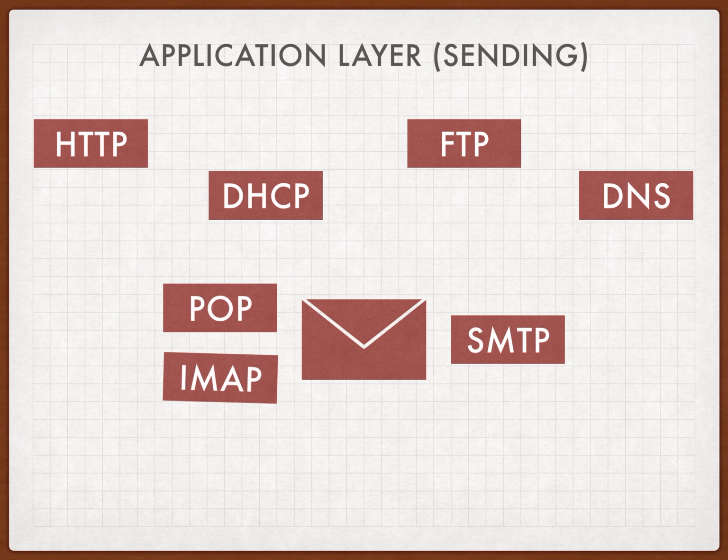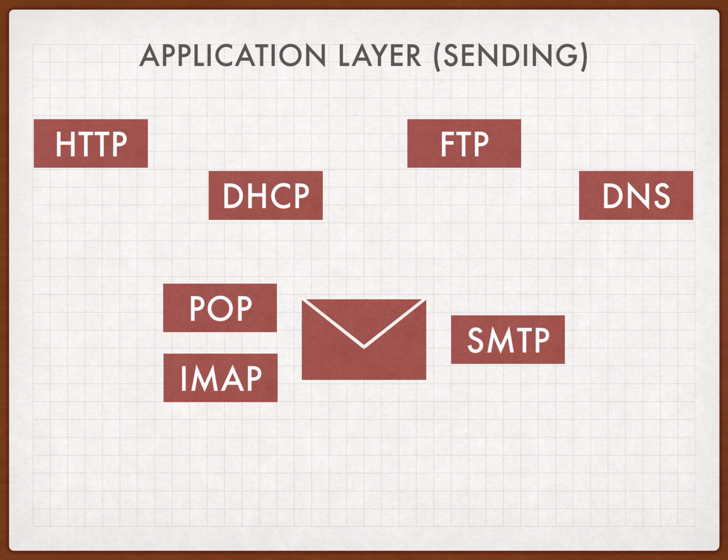IMAP is a more modern protocol which allows you to edit mail which is on a server. This allows you to use an email account across multiple devices. And the final one, SMTP, is used for exchanging emails between different servers. So imagine that you're sending an email from your school account to a home account. Those accounts are located on different servers. SMTP exchanges the mail between those servers.